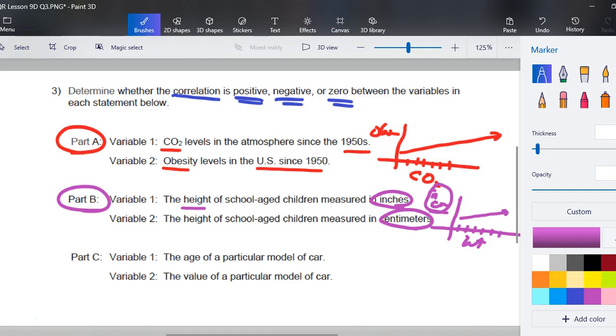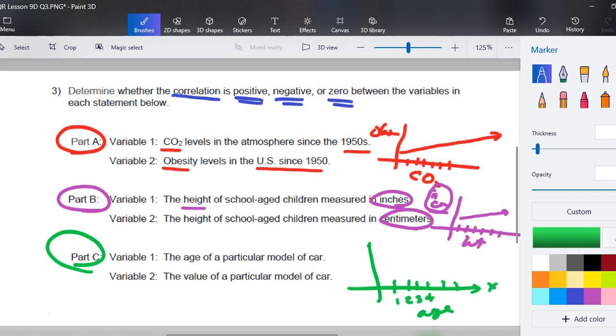And finally, if we're looking at part C, the age of a particular model of car and the value of the car. Remember, we've talked about if we have time, we put it on the x-axis. So if we're looking at the age, 1, 2, 3, 4, 5 years, here's age on the x. And then the value of a particular car. It depends on if you're talking about antiques or not. We'll just go ahead and talk about regular ones, but the value is going to start here and go down over time. So it does appear that we have a correlation, and it would be negative because as the age increases, the value decreases.